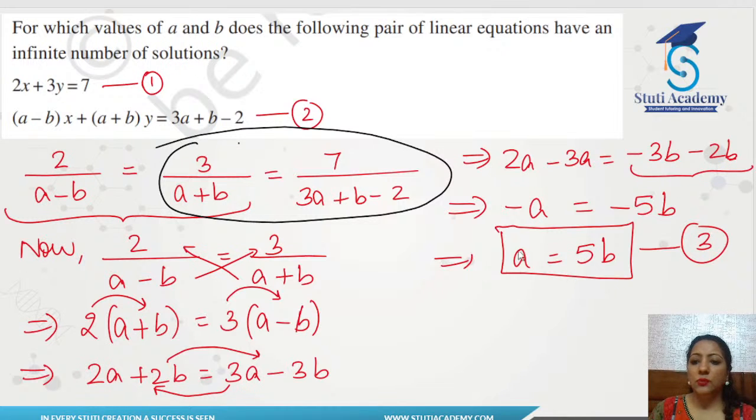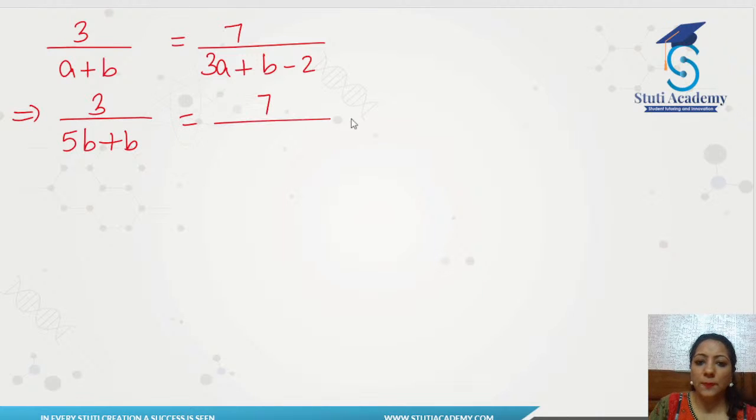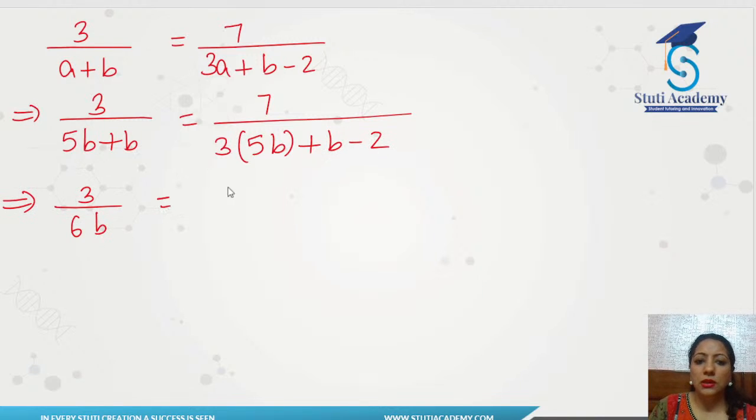I know a is equal to 5b, so I am going to replace a here by 5b. So we have 3 upon 5b plus b equal to 7 upon 3 times 5b plus b minus 2. So this is 3 upon 6b equal to 7 upon 15b, since 3 into 5 gives us 15. 15b plus b gives us 16b minus 2.